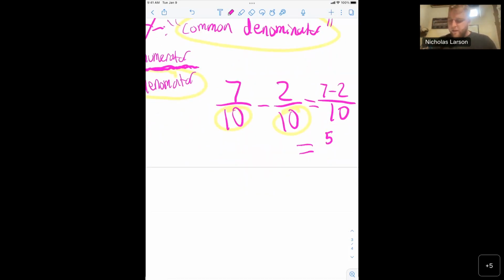7 minus 2 is 5/10, and we always want to simplify our answer. So 5/10, if I think, what do 5 and 10 have in common? They have a 5. So I'm going to divide by 5 on both sides and get 1 over 2.